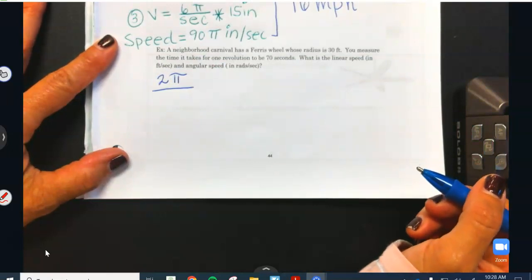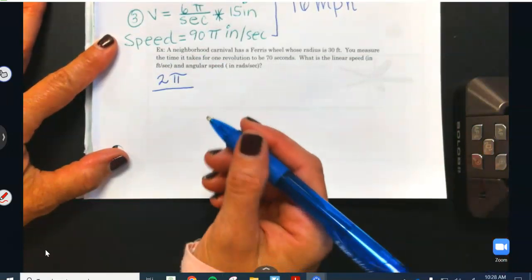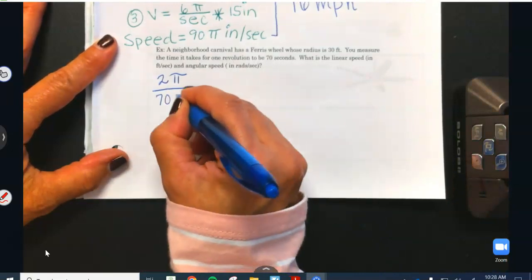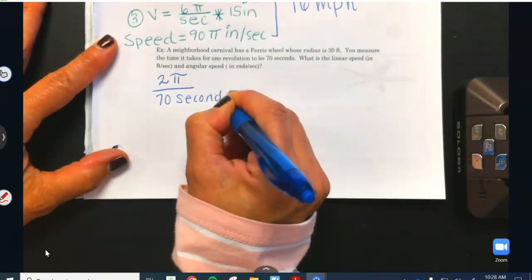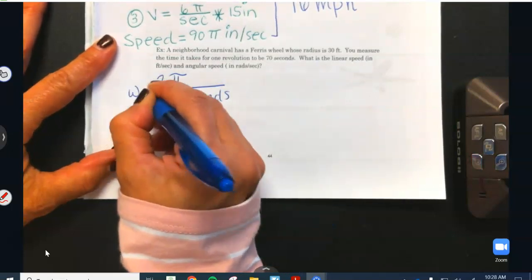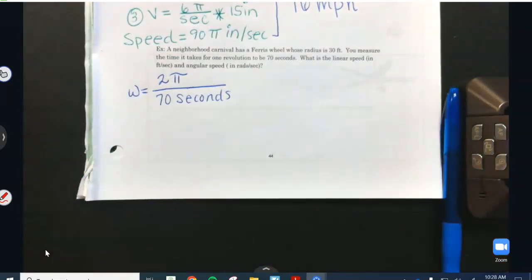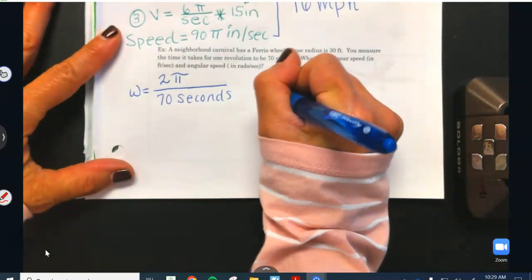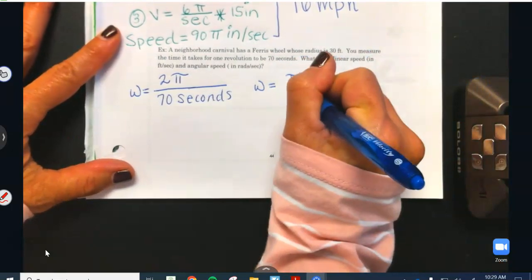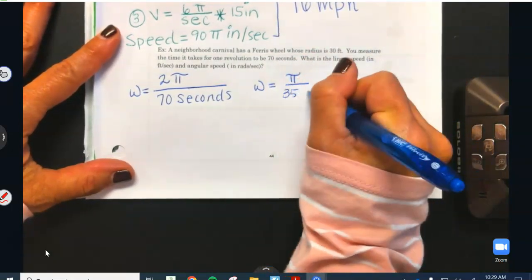How much time was it? Okay, that's your angular speed. Look, if you put that as an exact answer, it would be right. Look at 2 over 70. Can you simplify 2 over 70 as a fraction? Yeah, you got to simplify it. So my exact form for angular speed is pi over 35 per second.